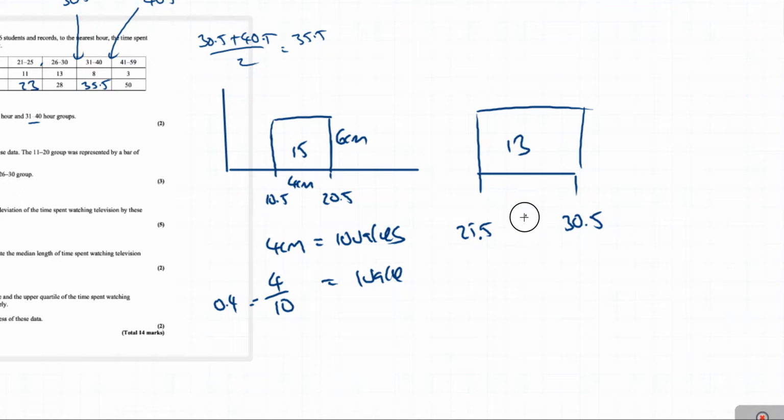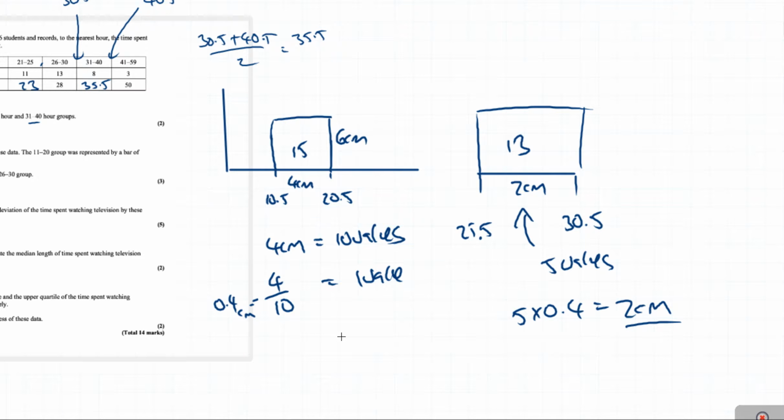On this one here, we have 5 values. So we know that 1 value using the same scale is equal to 0.4 centimeters. So we're going to do 5 times 0.4, and that's equal to 2 centimeters. You could have also got this by saying, well, this 10 values is 4 centimeters, so 5 values must be 2 centimeters because it's half of that. So this is 2 centimeters.